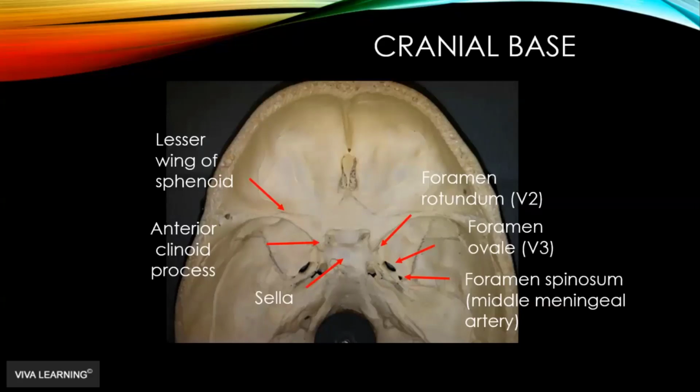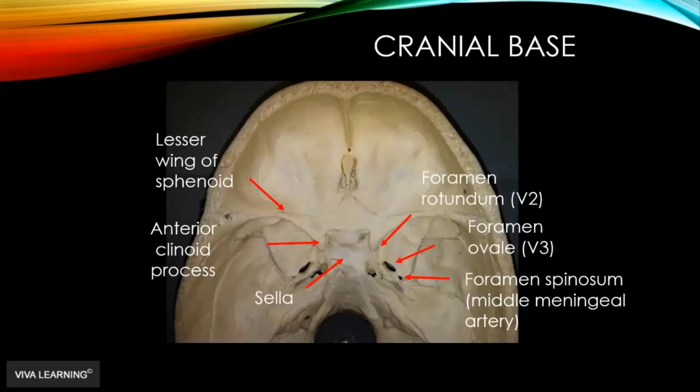When you look on the right side here, you'll see foramen rotundum, though you don't really see it very well. It's kind of hidden by the anterior clinoid process. But that's where the maxillary branch of the trigeminal nerve goes forward into the pterygopalatine fossa. And then you'll see foramen ovale.